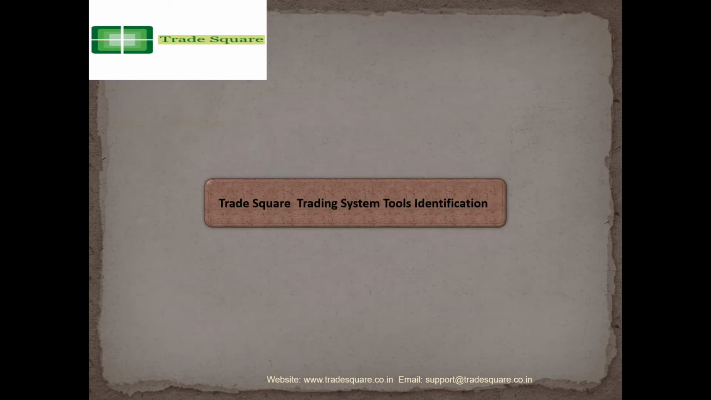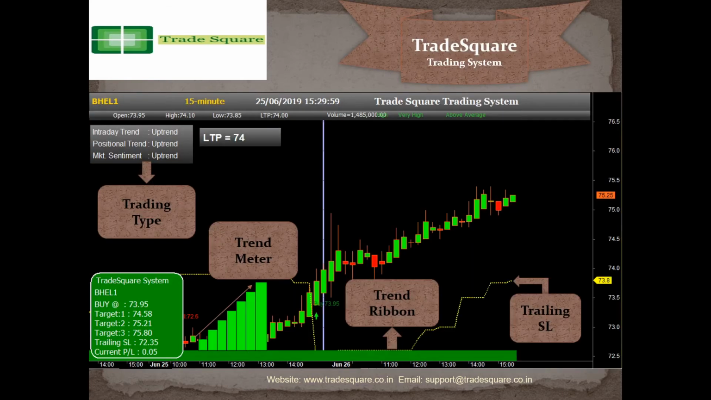How to trade with TradeSquare Trading System? TradeSquare Trading System tools and identification. So these are the tools. Number 1 is the trend meter. What is this trend meter? It is the strength of the trend. If all the trend meter bars are in green, it means the market is in super bullish mode. If some of them are bullish or bearish, you can see there are 7 bars.